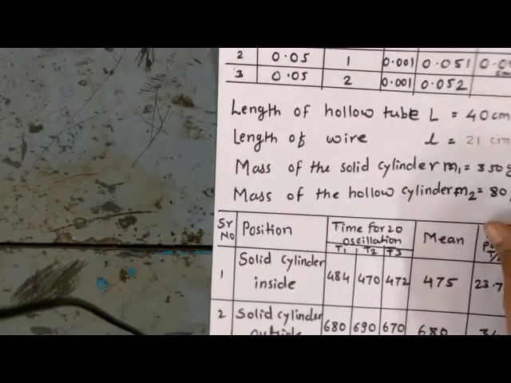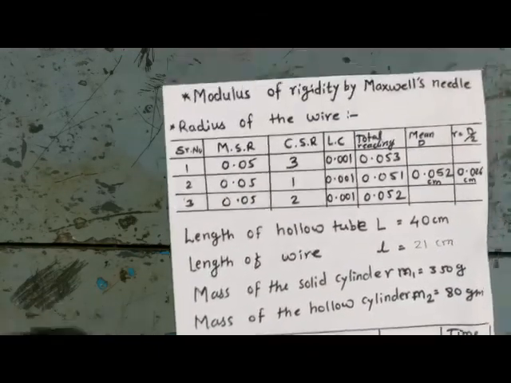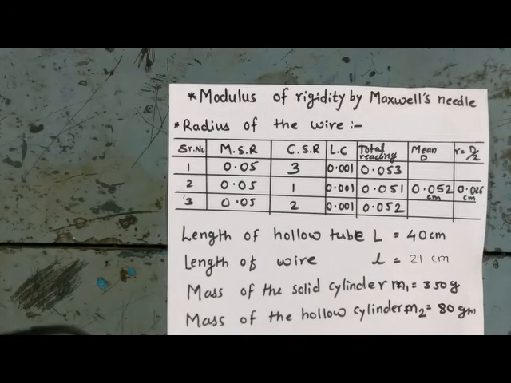So after that, I tell you some observations from performing the experiment. We get the radius of the wire from readings at 3 different places. The first reading: MSR is 0.05, CSR is 3, and the least count is 0.001. Put them in the formula, MSR plus CSR into LC, and we get the total reading 0.053.